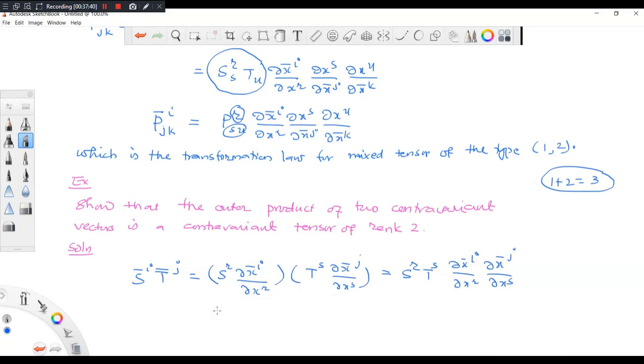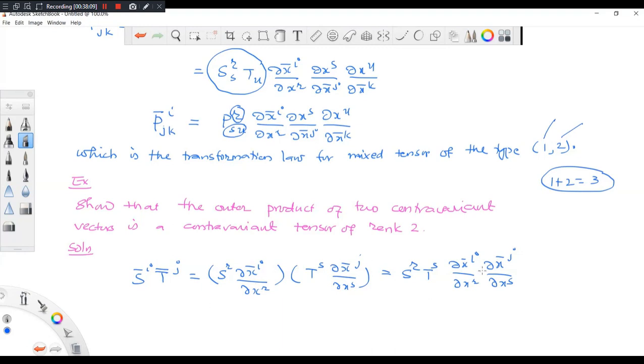Sir, is it also true for 2 contravariant and 1 covariant vectors? Yes, it is true. Okay. So now you can see that here we have written 1 2. Is that a convention, that we always have to write the rank of contravariant first and then covariant? Yes. First one will go for contravariant and the second will go for covariant. That's right.